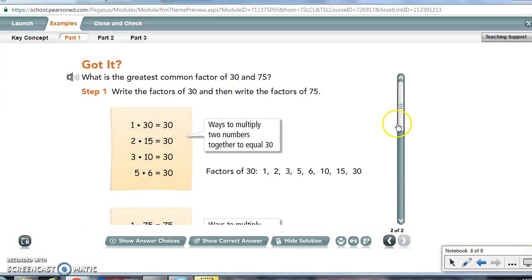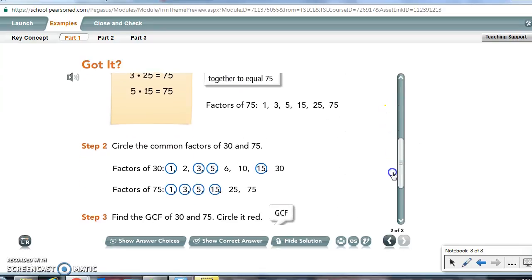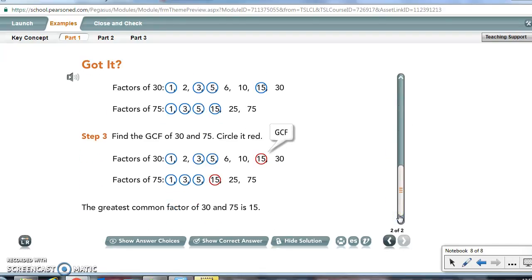So they did the same thing. They wrote all the factors out, and the greatest factor between the two is going to be 15.